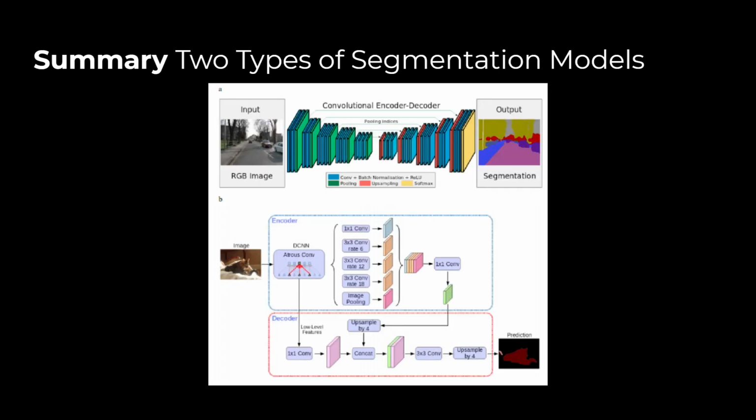Yeah, and so I guess to just give you a summary of what we talked about, there are mainly 2 types of segmentation models that you'll probably see. The first one is the encoder-decoder methods.